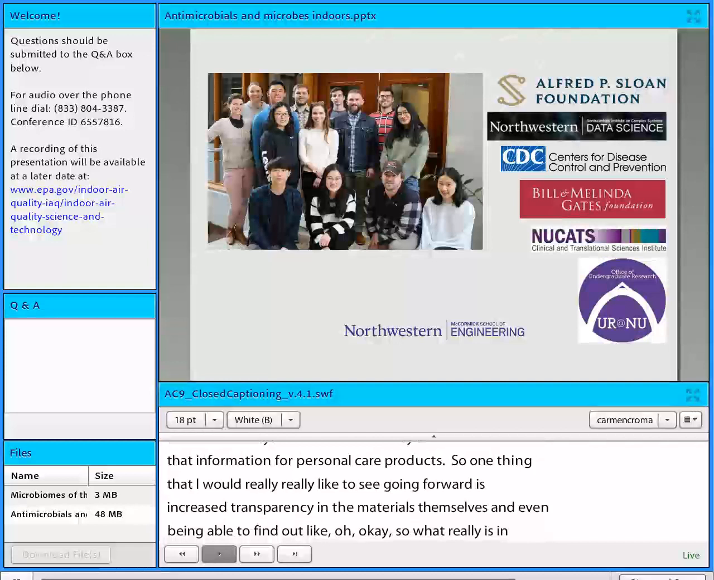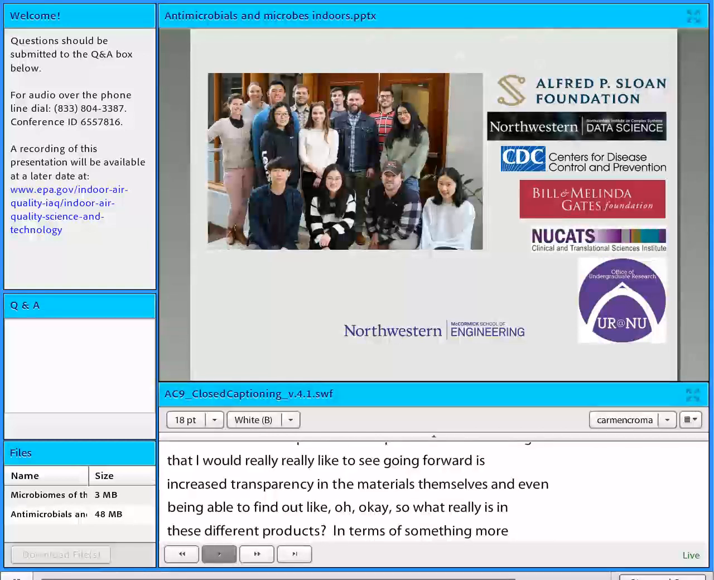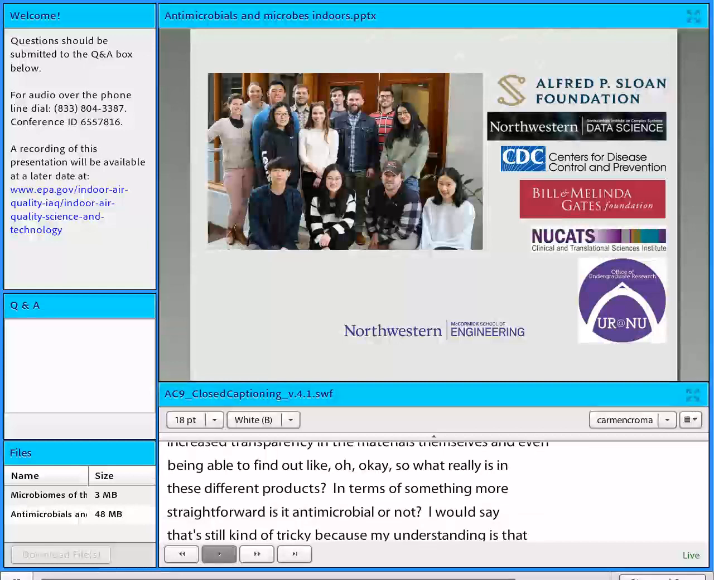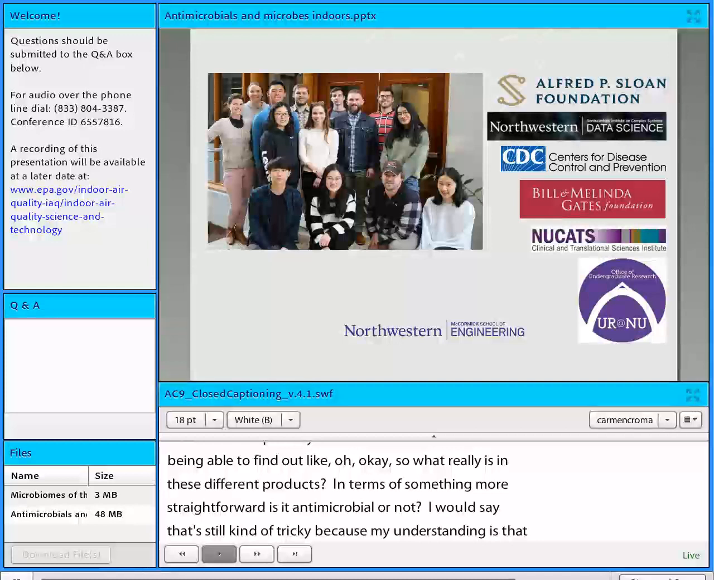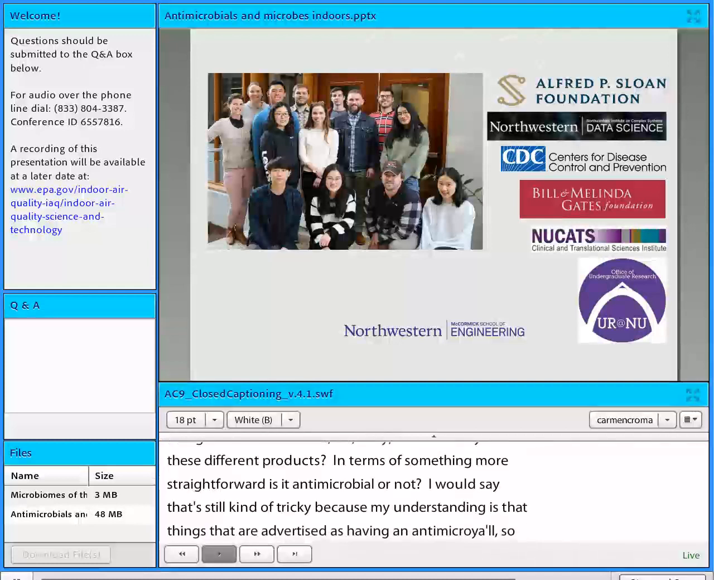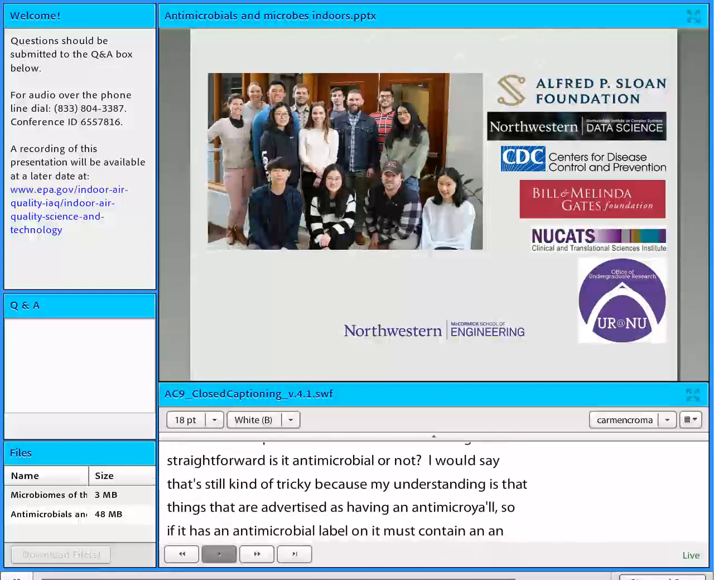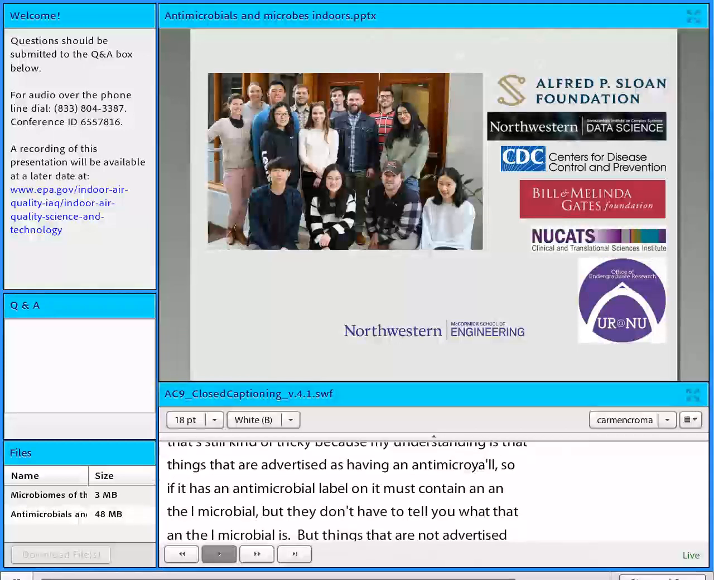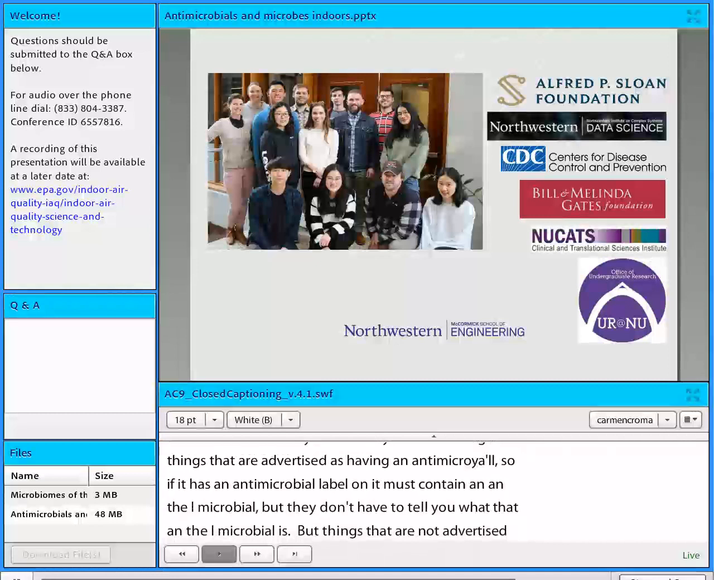In terms of something more straightforward, is it antimicrobial or not? I would say that's still kind of tricky, because my understanding is that things that are advertised as having an antimicrobial, so if it has the antimicrobial label on it, must contain an antimicrobial, but they don't have to tell you what that antimicrobial is. But things that are not advertised as antimicrobial don't necessarily have to have a label.